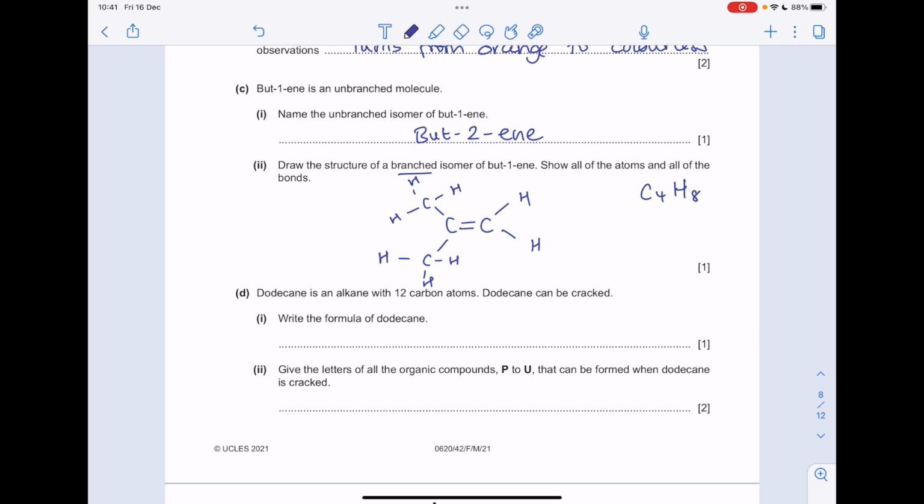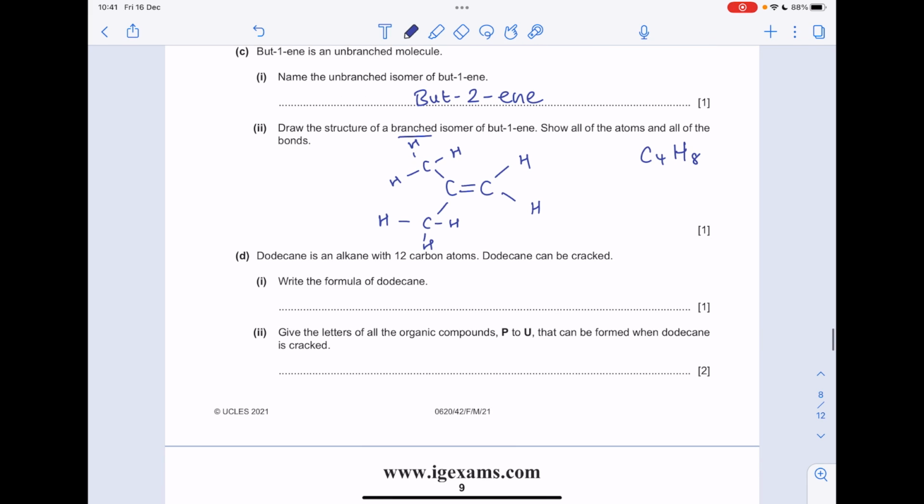Dodecane is an alkane with 12 carbon atoms. Dodecane can be cracked. Write the formula of dodecane. So here's our general formula. So n is 12 here, and H is 2 times 12 is 24, plus 2, 26.